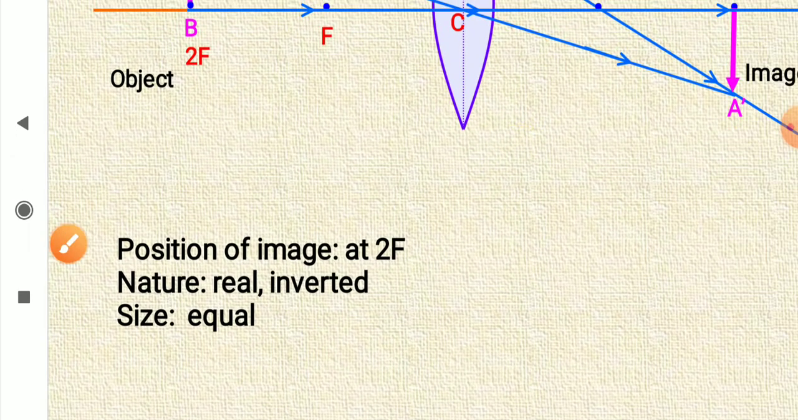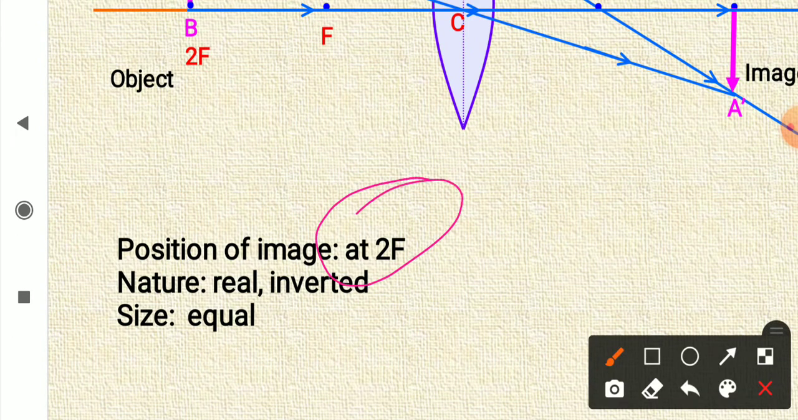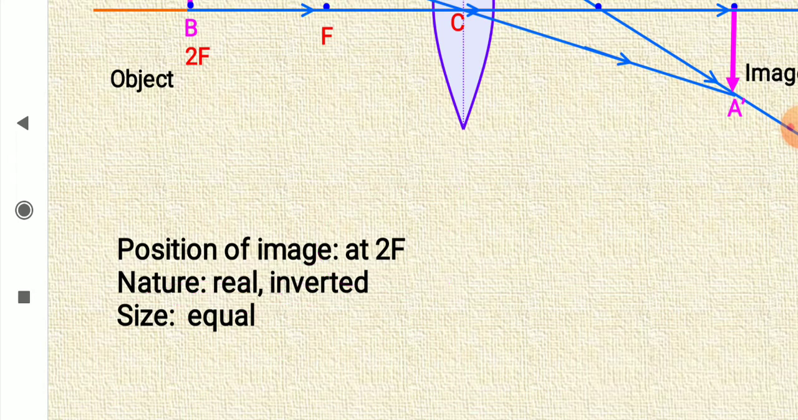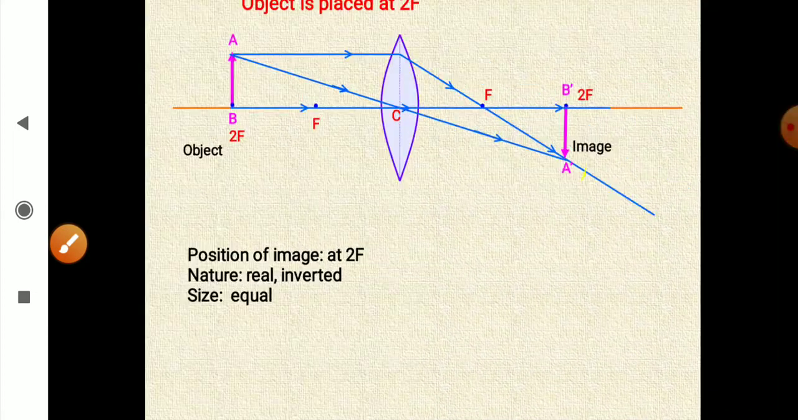So here you can see that the position of the object is at 2f, nature is real and inverted, and size is equal to the size of the object. You can see.